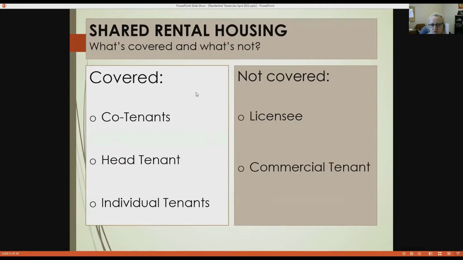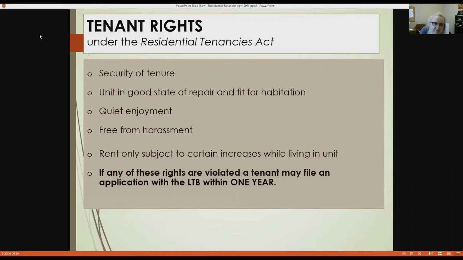One of the things is with shared rental housing. So when you're living with someone else, if your roommates are covered, if you have a head tenant, so a head tenant would be the person that primarily rents the unit, and then perhaps they rent out a room to a friend or someone else. That head tenant is covered, and the individual tenants. Not covered are commercial tenants and licensees.